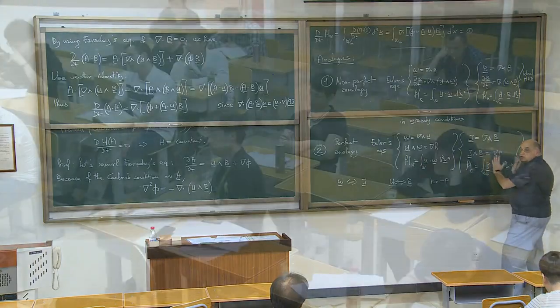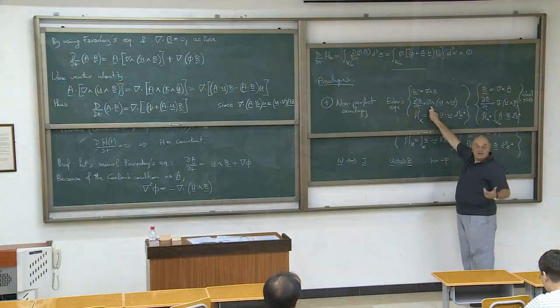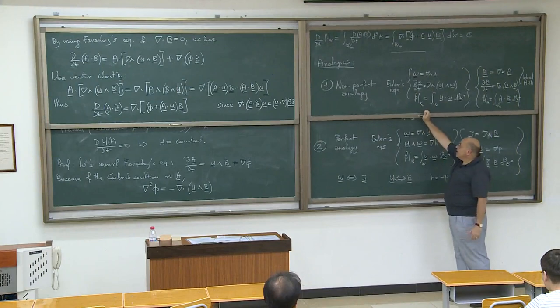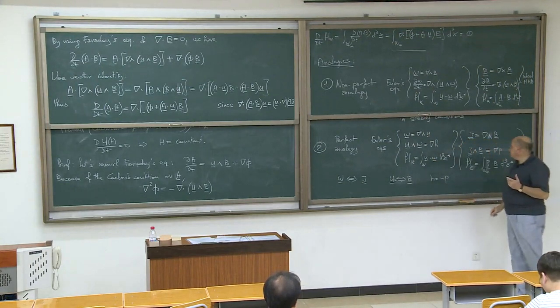for example here, and to transfer it by analogy to this set. Or the other way around. So this is rather convenient, because remember the non-perfect analogy. The non-perfect analogy has this devilish part in it. So what can you think of doing? Well, I can think of doing something like this.